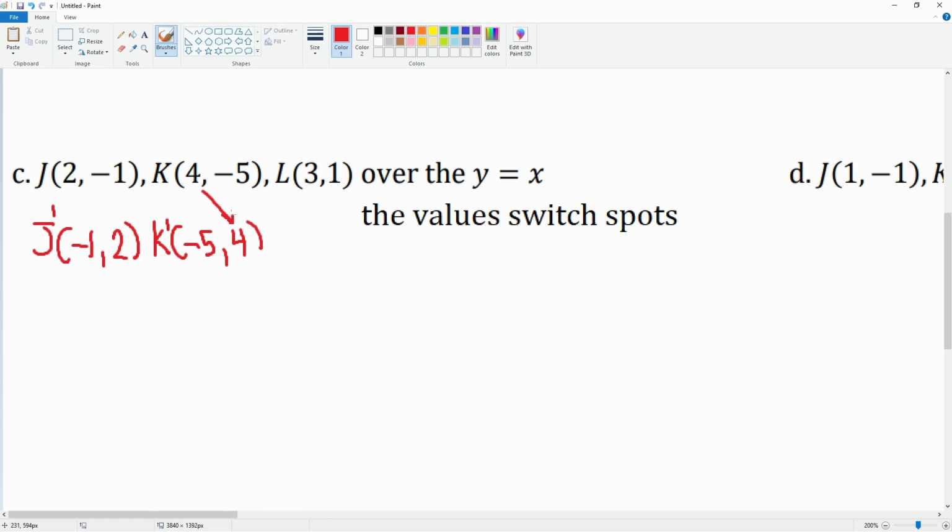Notice it switches spots. Do you see that? That's what I mean by switches spots. L prime is going to be 3, comma 1. Now, you see, did it switch? No, that's why it's wrong, right? It's 1, comma 3. Now it switches spots. That's what I mean by switches spots. Okay, so when it reflects over y equals x, the values switch spots.